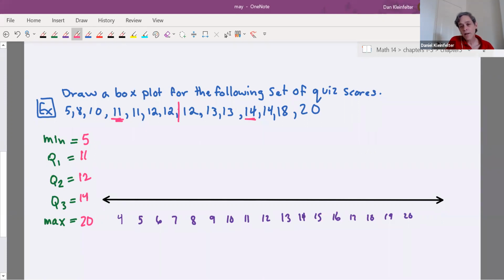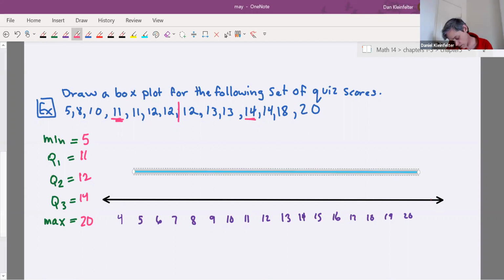All right, so then to draw the box plot, the first thing to do would be to draw the line that runs from the minimum to the maximum. That will be from 5 to 20. That will be the extent from the minimum to the maximum. And then the next thing that we'll need is a box that runs from Q1 to Q3. That's from 11 to 14.